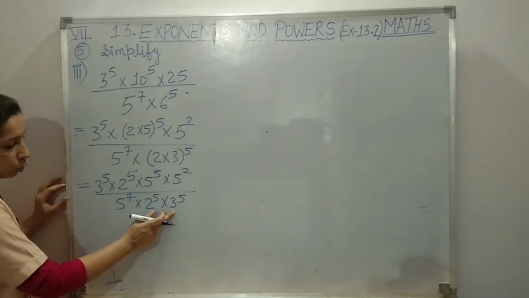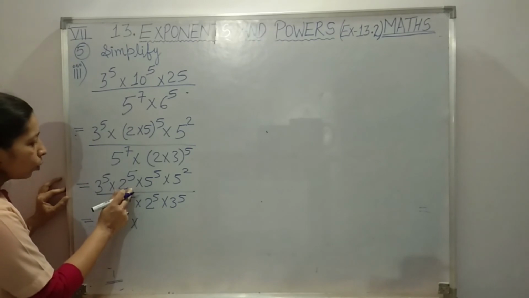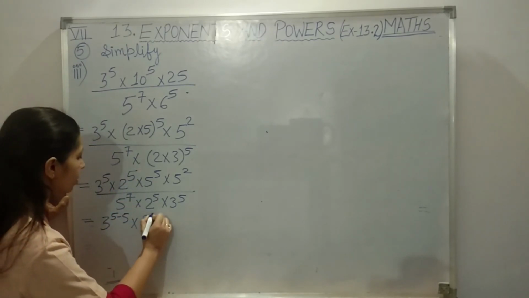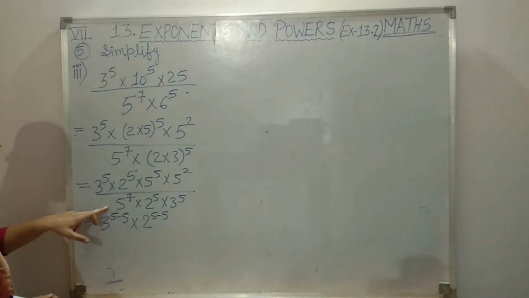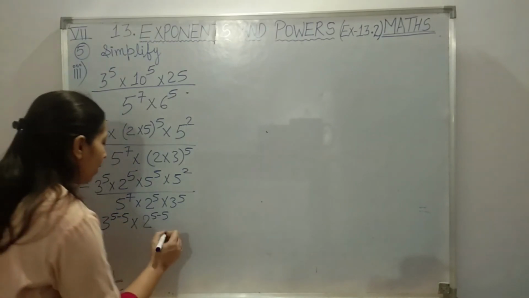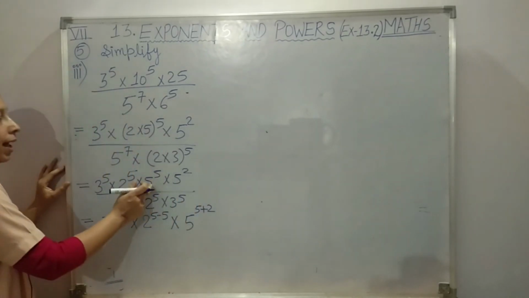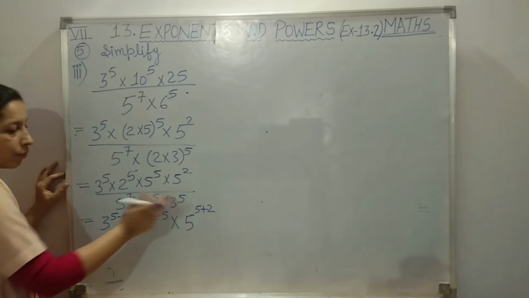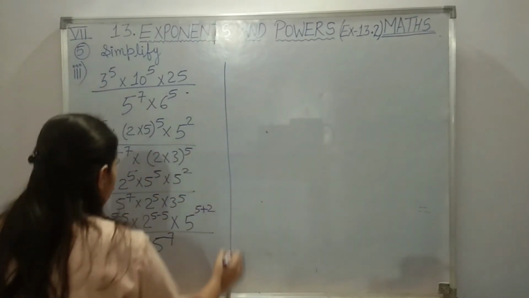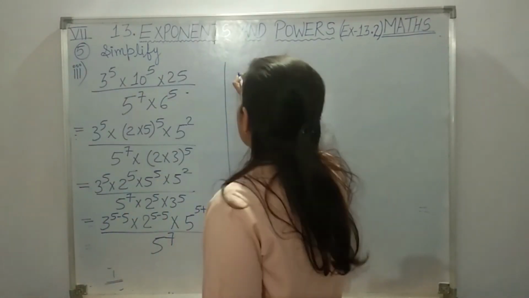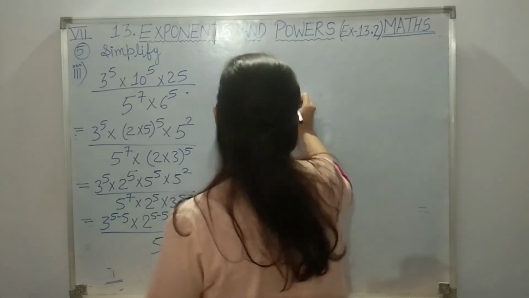3 raised to the power 5, 3 raised to the power 5. So let me subtract this: 3 raised to 5 minus 5. Then 2 raised to the power 5 divided by 2 raised to the power 5, so again 2 raised to 5 minus 5. Then here we can see 5 is in multiplication as well as in division. So I can write it as 5 raised to the power 5 plus 2. Any doubt, students? 5 plus 2 means a raised to the power m into a raised to the power n, we have written m plus n. Then here 5 raised to 7 is left. Then 3 raised to 5 minus 5 will give you 0, isn't it? Again 2 raised to 5 minus 5 will give you 0.